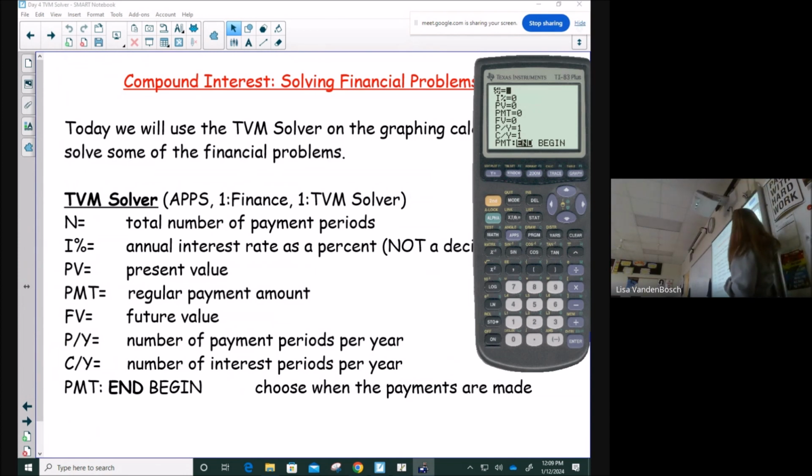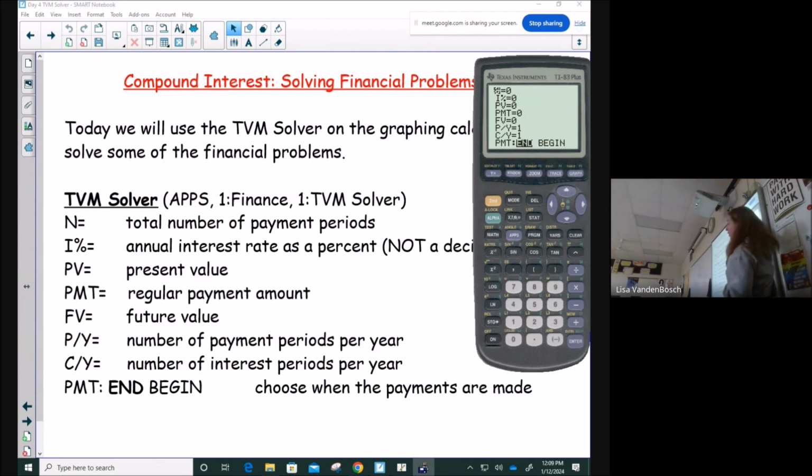And then you're going to see a bunch of things. It should be N, I, PV, PMT, FV, all of that kind of stuff. Is everybody in that okay? Now, you will probably have different numbers in yours. That's fine. It doesn't matter. We're going to replace all the numbers anyway. So you can just leave them as whatever they are. You don't have to think you have to change them all to zeros or whatever.